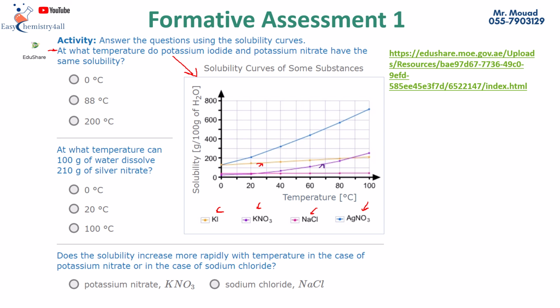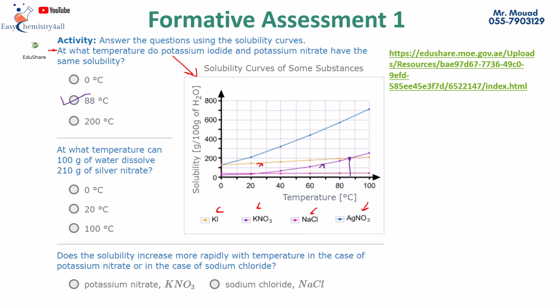Alright, so you should find where they intersect. So they intersect here. Can you see? They intersect here. That means they have the same solubility. So just read the temperature down here. So it's between 80 and 90. Which answer is that? It is 88 Celsius. Yeah, exactly.